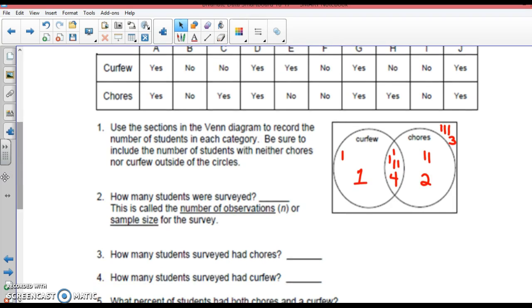How many students were surveyed? That is total 10. This is called the number of observations or sample size. How many students surveyed had chores? Well, if we look in the chores circle, there's 2 here and 4 here. That would be 6. How many students had a curfew? There are 5.